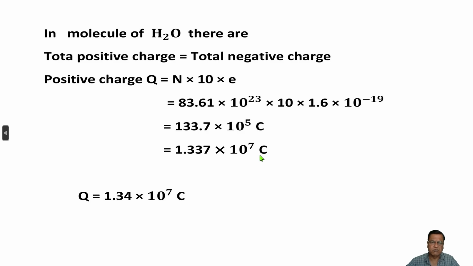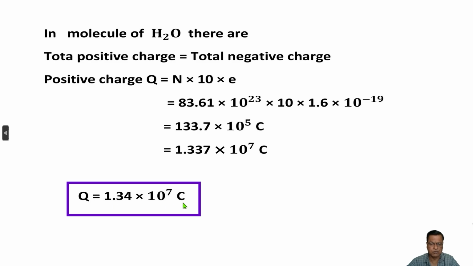So the positive charge in 1 cup of water is equal to 1.337 into 10 to 7 coulomb positive charge, as well as the negative charge. The value of the negative charge is the same. So positive charge equal to negative charge in 1 cup of water, Q equal to 1.34 into 10 to 7 coulomb. Now you see here 7 is greater than 5, so if you drop 7, then 3 becomes 4. So 1.34 into 10 to 7 coulomb.